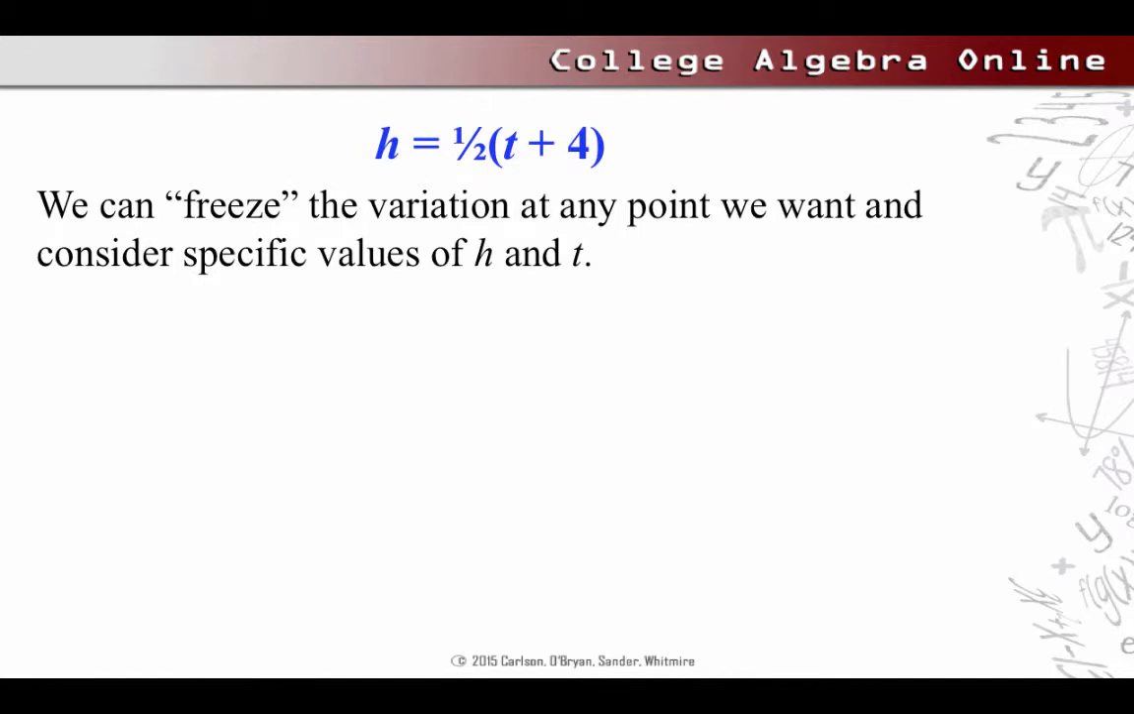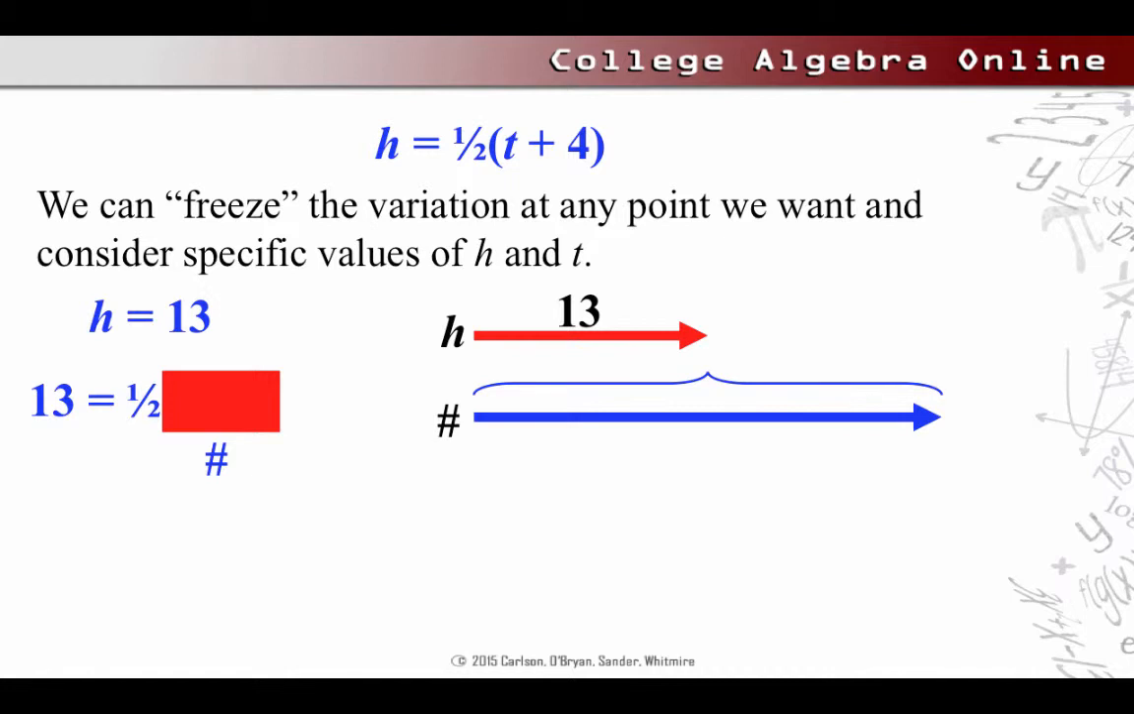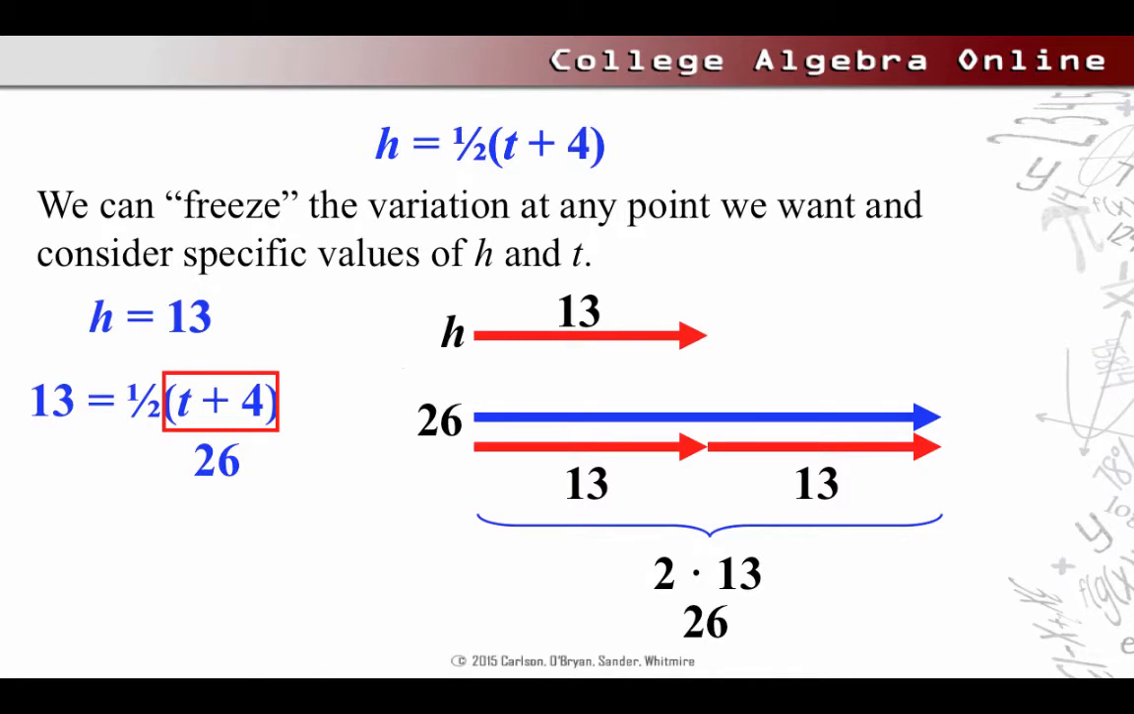Let's imagine freezing the variation when h equals 13 and think about the corresponding value of t, which is the solution to the equation 13 equals 1/2 times t plus 4. When solving this equation, it's important to think about t plus 4 as just some number. The equation is then telling us that half of some number is 13, so what must that number be? That number must be 2 times 13, or 26. If this number is 26, then we know that t plus 4 must be 26.